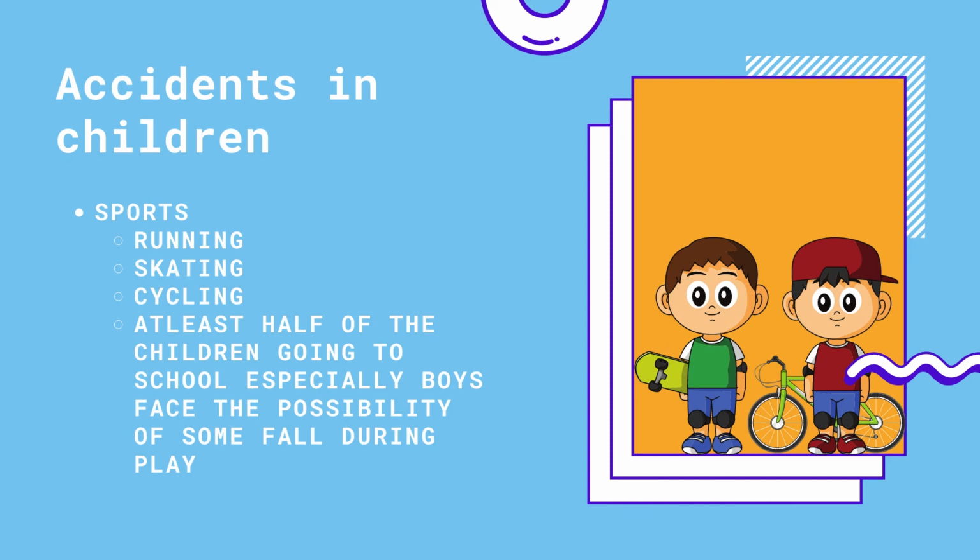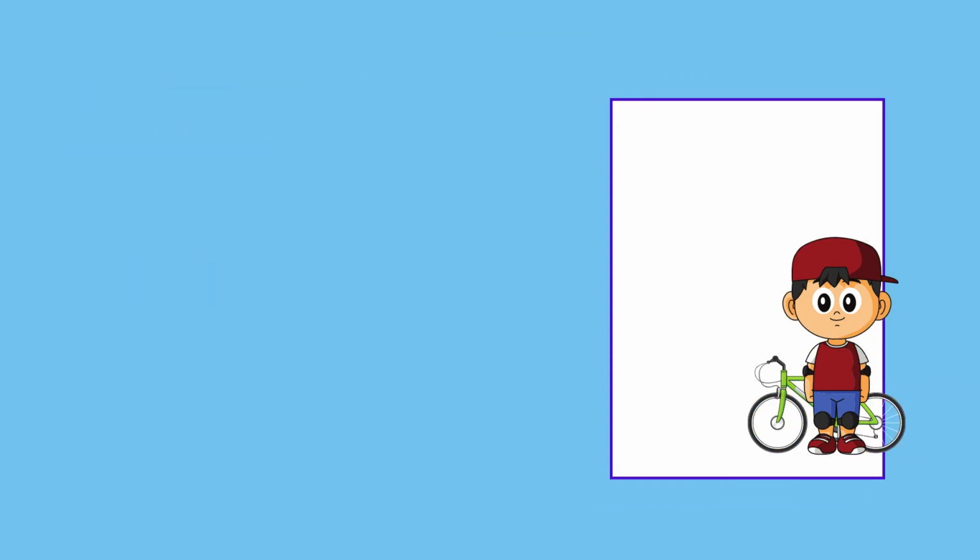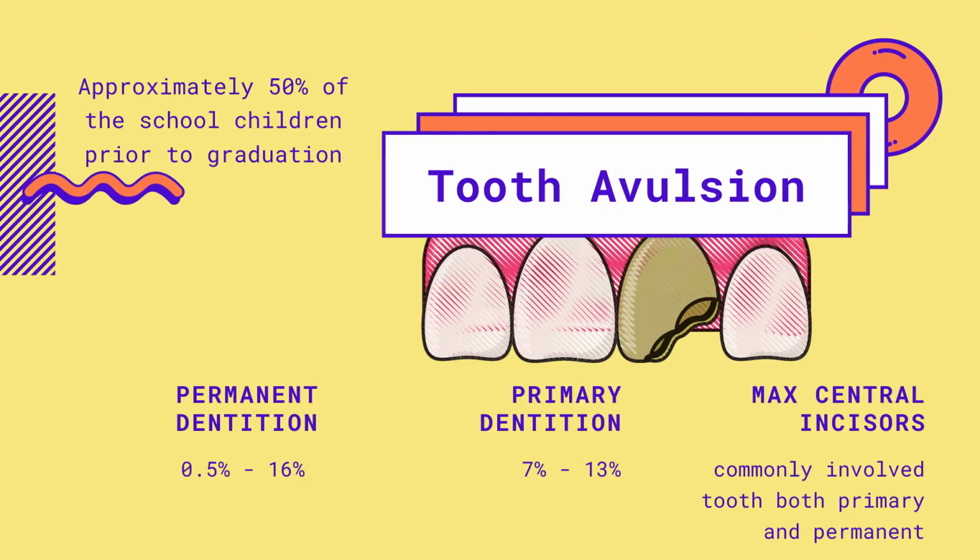The majority of accidents in children are due to sports such as running, skating, and cycling, and studies show that at least half of the children going to school, especially boys, face the possibility of some fall during play. So one of the common traumatic injuries is avulsion. Approximately 50% of school children prior to graduation had experienced this kind of injury.